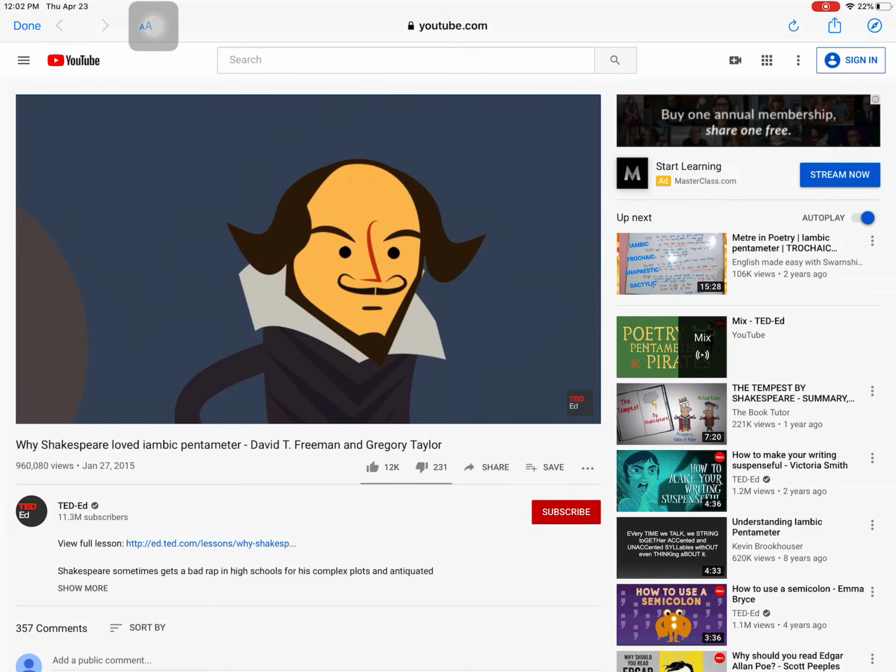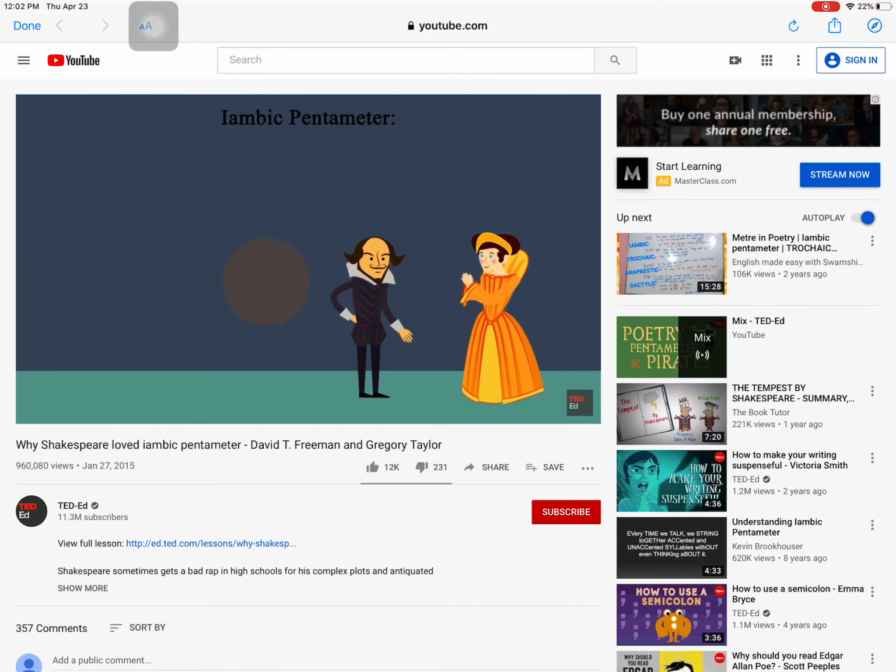Shakespeare's favourite metre in particular was iambic pentameter, where each line of verse is made up of 5 2-syllable iambs for a total of 10 syllables. And it's used for many of Shakespeare's most famous lines.